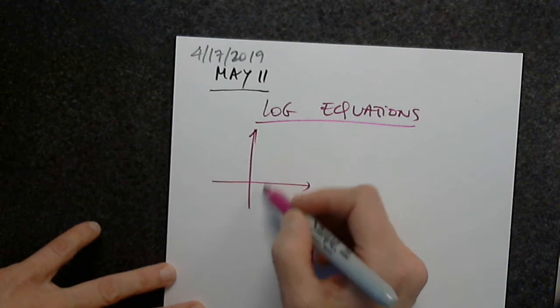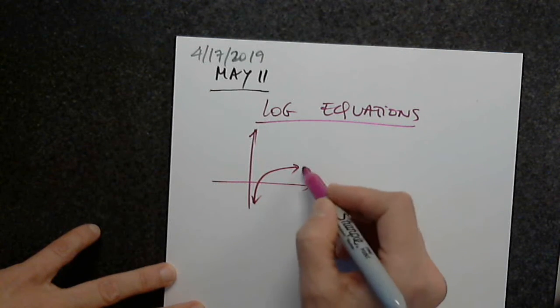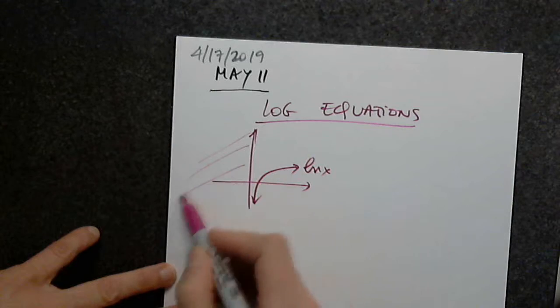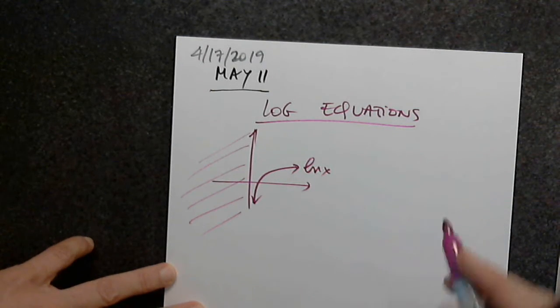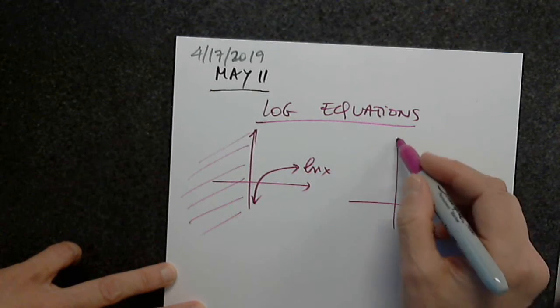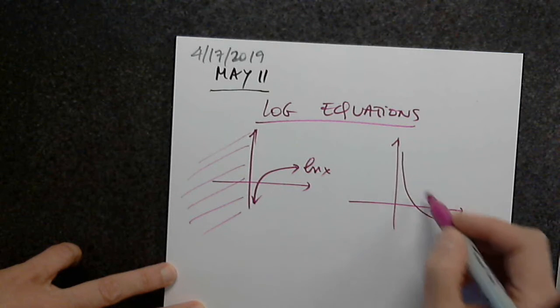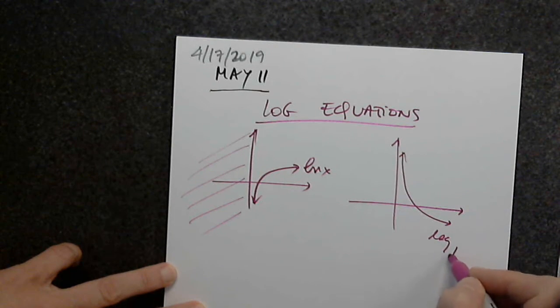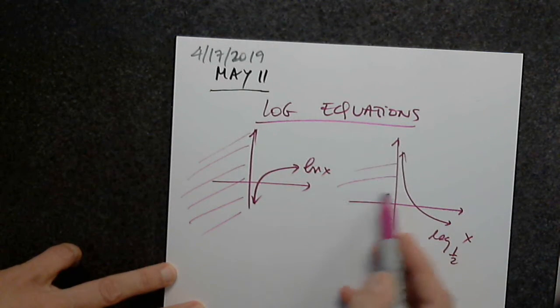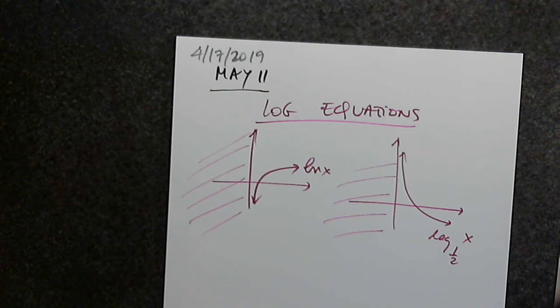Log with a base greater than 1. Let's say natural log x. See, there is nothing here. And the other possible shape is this. For example, let's say log base 1/2 of x. See, there is nothing here, which means this function has restrictions. This function is not defined everywhere.